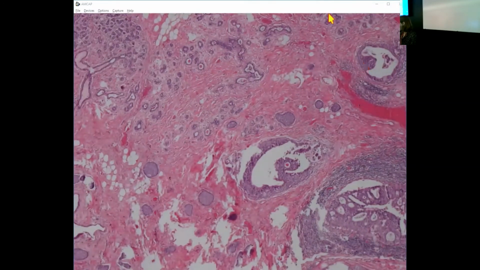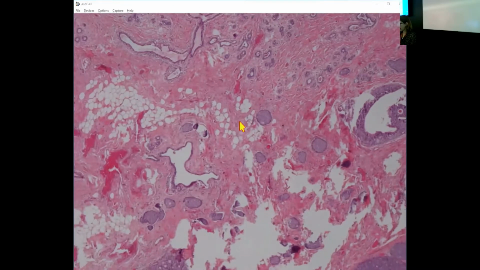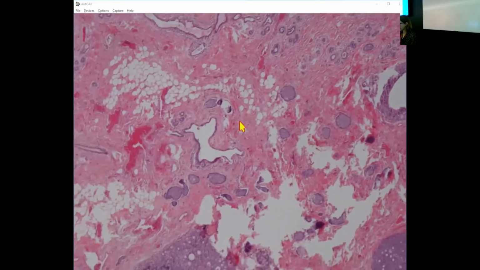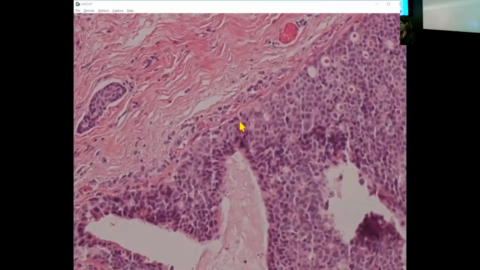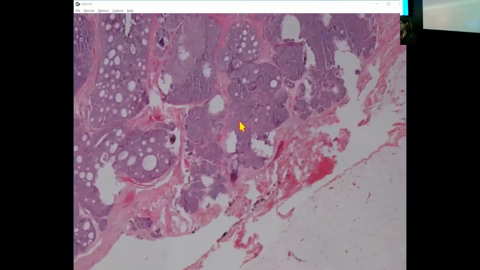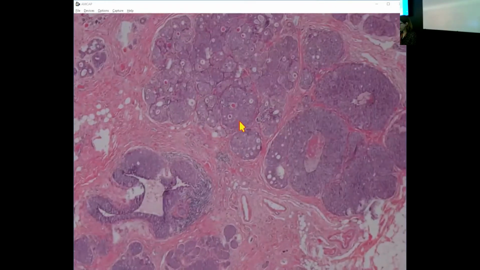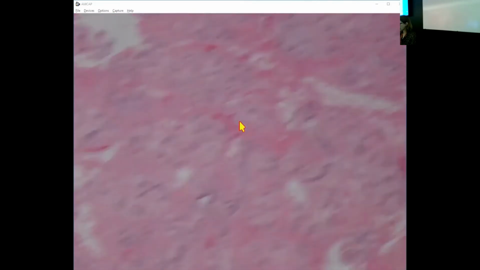Do you see how I was mentioning having normal terminal duct lobular units in between, and a little bit of retraction artifact around some of the spaces. So certainly something to think about. And if you have areas of classic LVI, that could help. But I think there was invasion on another slide. I don't think this particular slide has it.